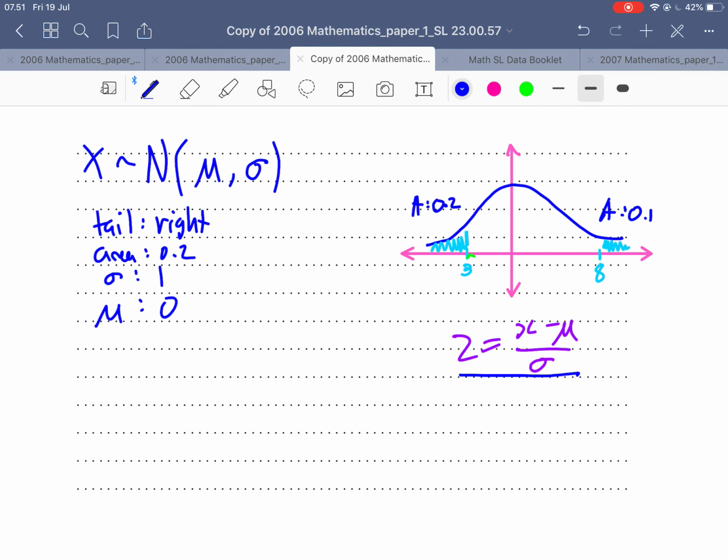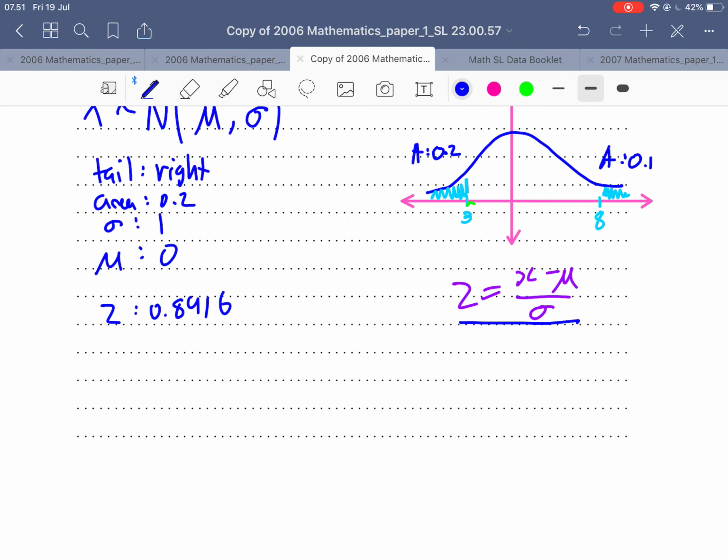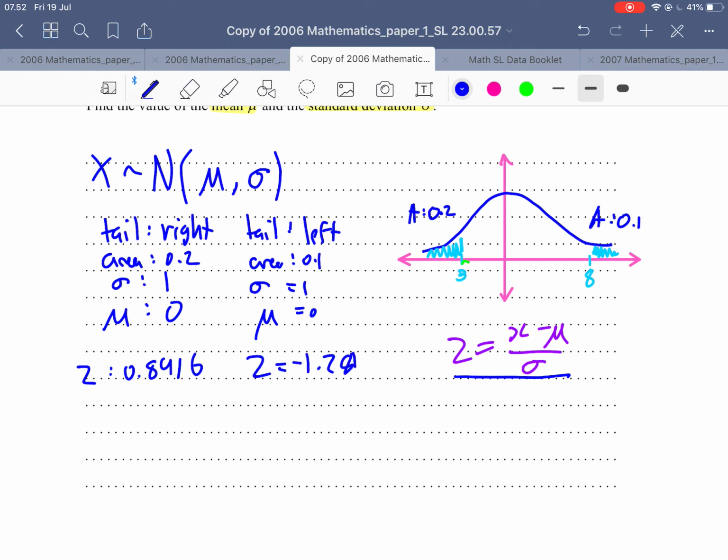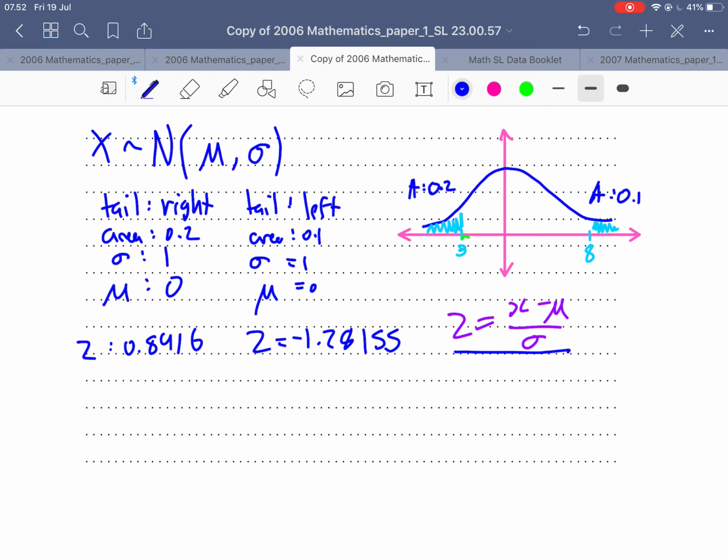And that comes out to a z-score of 0.8416. And we're going to do the other one. Tail to the left, area is 0.1, standard deviation is 1, and mean is 0. In this case, on the calculator, you get a z-score of minus 1.28155.